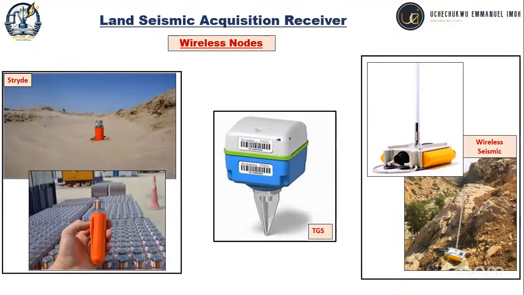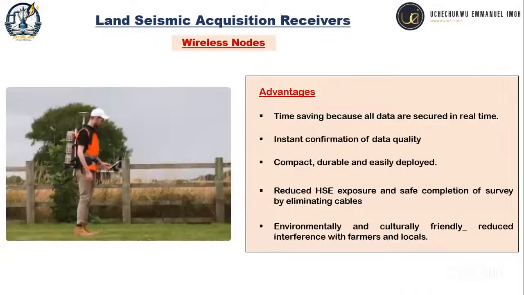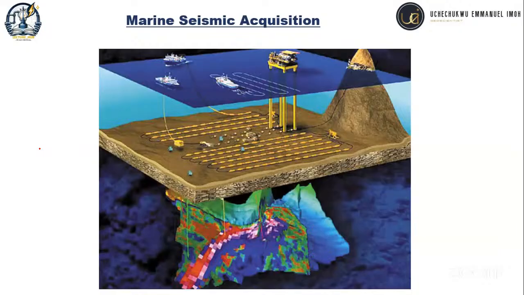We have different node types depending on the company that designed them. And then the advantages of the nodes over the geophones, because they have the ability to record and give us information in real time. And they do not use wires and cables, and so they have less environmental interference and all that. Then we looked at the marine acquisition.